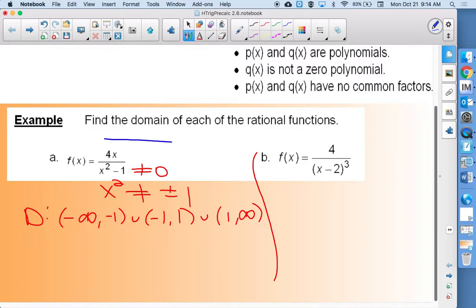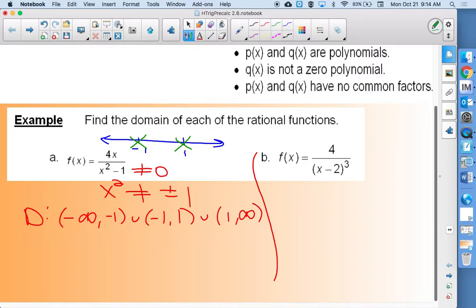If you're thinking about a number line, here is the number -1 and +1. So my denominator cannot have those two values, but it's allowed to be anything else. We write that in interval notation with 3 intervals, because there are 3 sections of the number line divided by those two numbers that cannot be used. So what makes the denominator 0? That's how we get our domain.